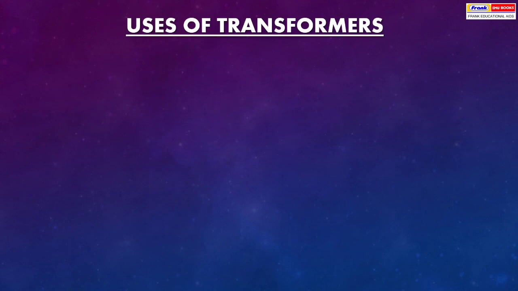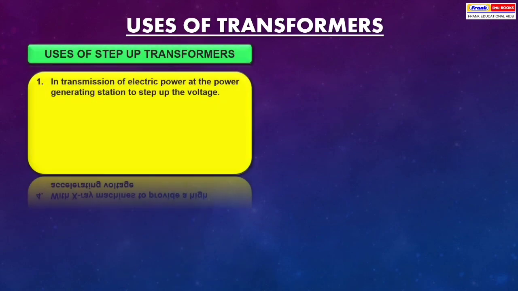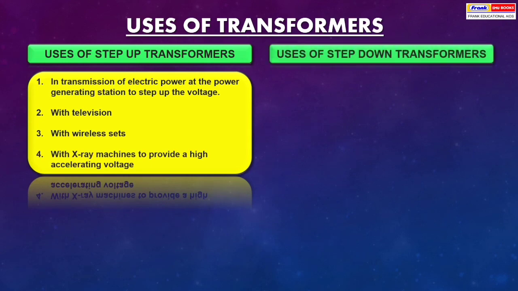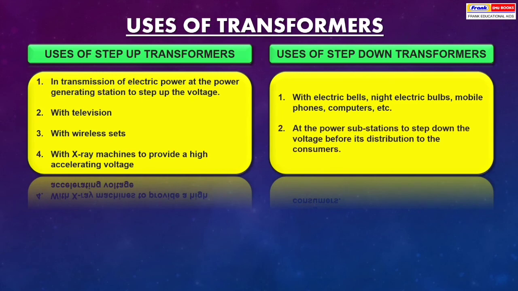Transformers and their uses. Uses of step-up transformers: in transmission of electric power at the power generation station to step up the voltage; with televisions, wireless sets and X-ray machines to provide a high accelerating voltage. Uses of step-down transformers: with electric bulbs, night electric bulbs, mobile phones, computers, etc., and at the power substation to step down the voltage before its distribution to the consumers.